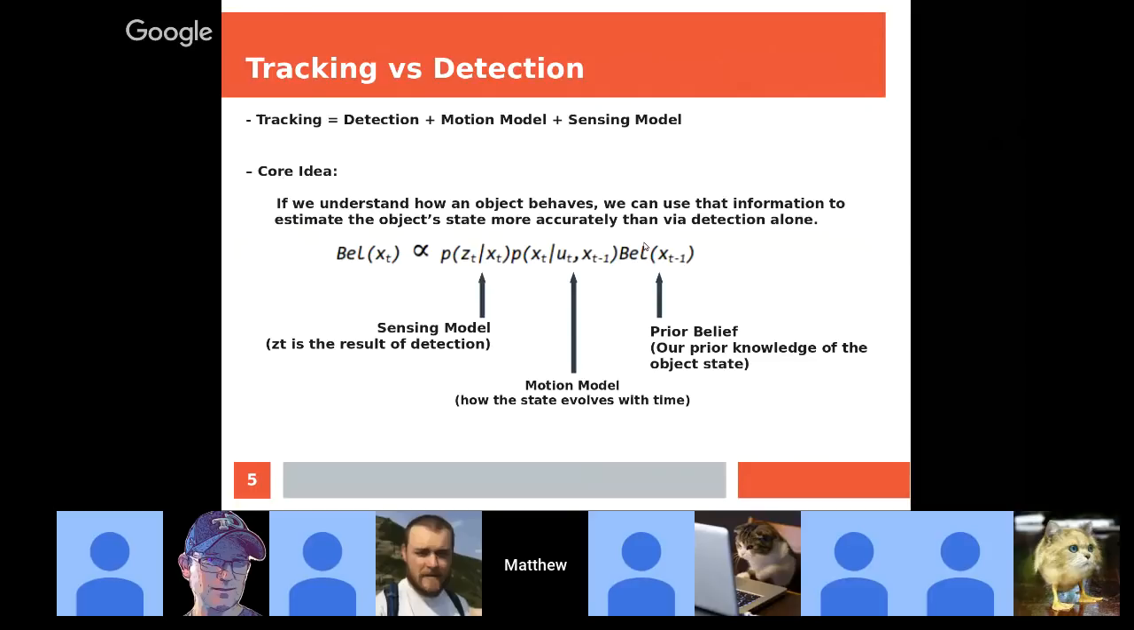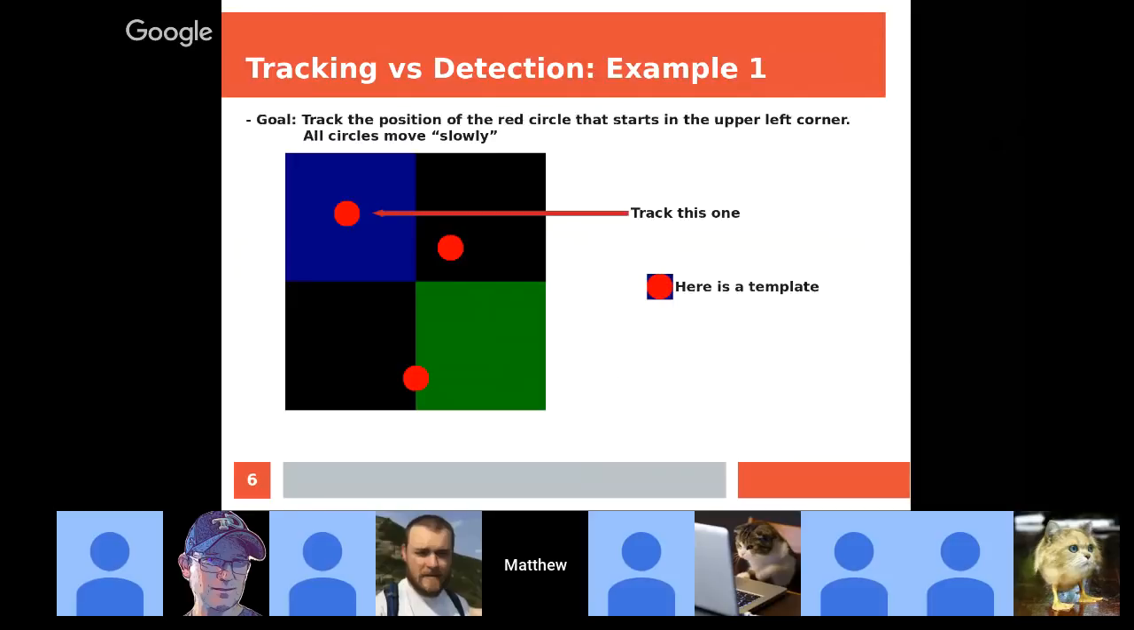And what we can do with tracking that we can't do with basic detection, template matching, is we can solve problems where there are multiple objects, we can solve problems where there are occlusions, and we can solve problems where the measurements are very, very noisy. And I'd like to show you some examples to hopefully convince you that this is true. Don't believe me, believe the examples.